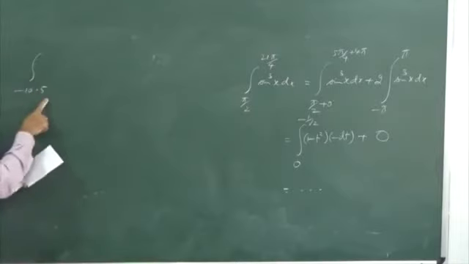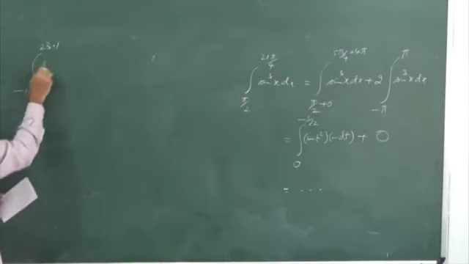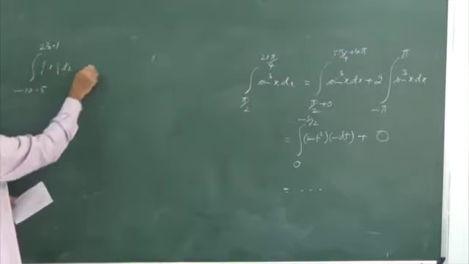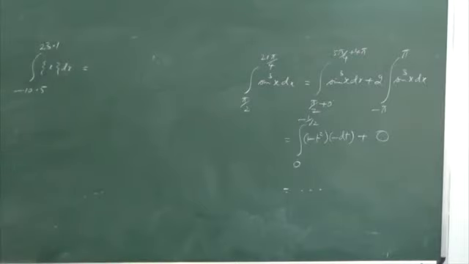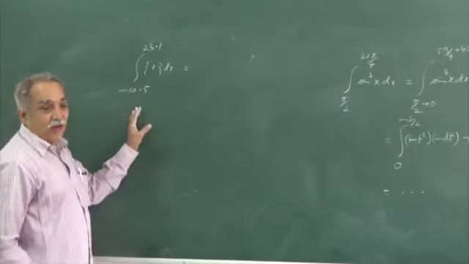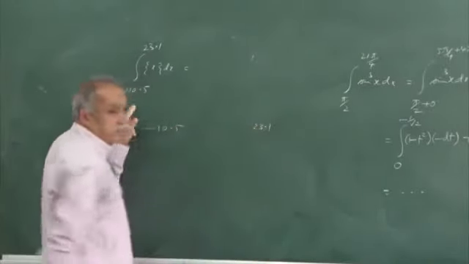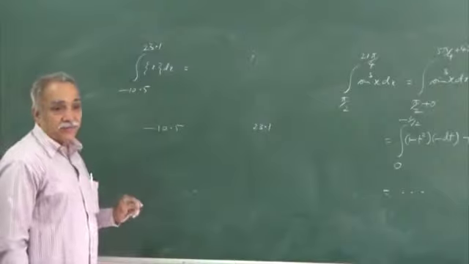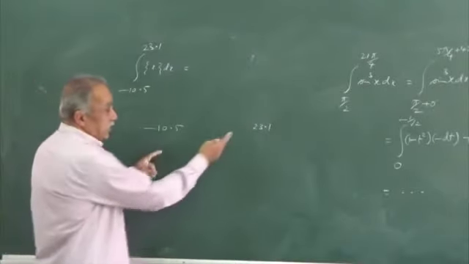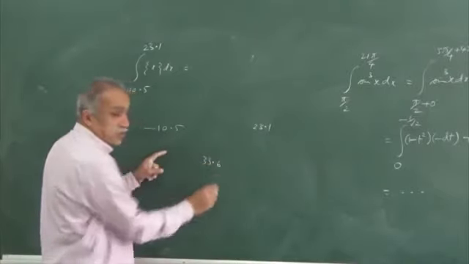Not 10 into 5, 10.5. This is 23.1. Function to be integrated, fractional part x. Our interval starts at minus 10.5 and ends at 23.1. The total length is 23.1 minus 10.5, which is 33.6.